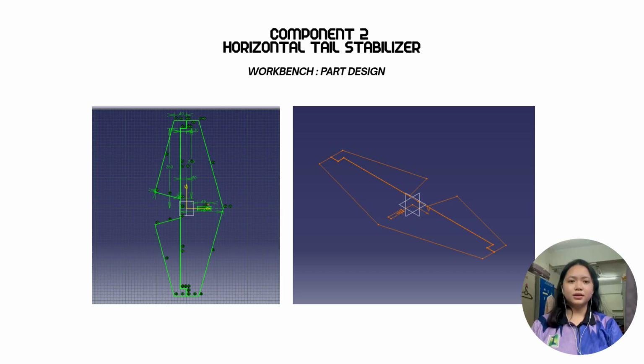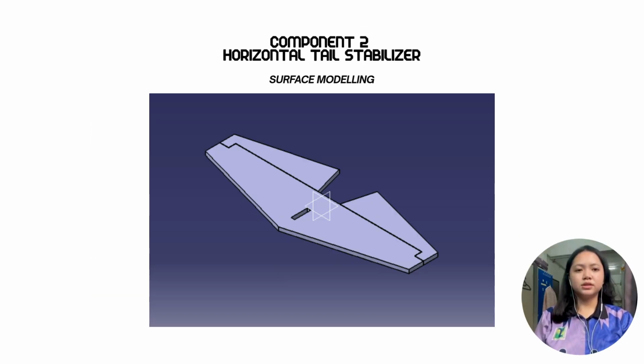Next, for the sketch part, I use the XY plane, and then I use profile to do the sketch instead of using line or rectangle, because if I use line or rectangle, it takes so much time to complete the part design. And then I also do the constraint to determine the length, and lastly I use the mirror method to complete the part design. After sketching, I use that to do the modeling.